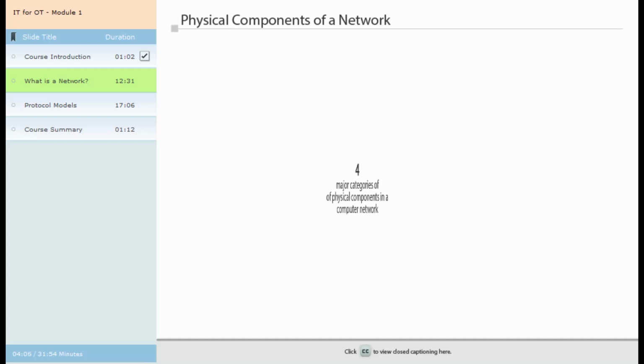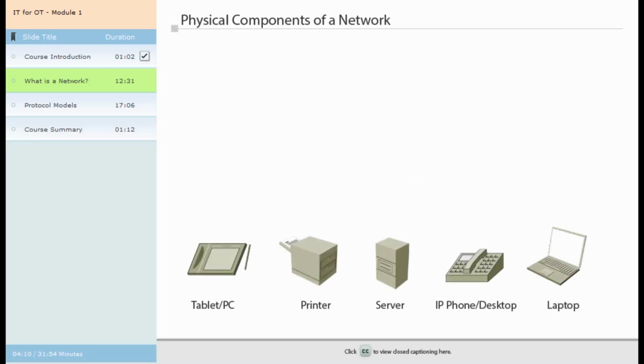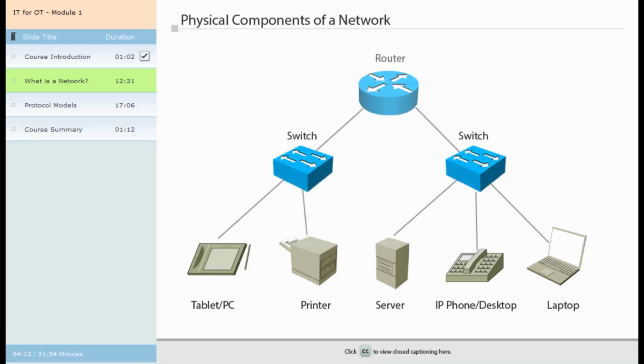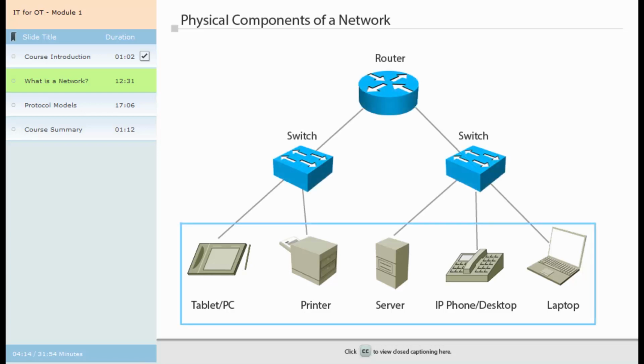There are four major categories of physical components in a computer network. Those include endpoints, interconnections, switches, and routers. Endpoints in the network can be computers, IP phones, intrusion sensors, wireless devices such as tablets, and even robotic equipment. They send and receive data. Printers and servers are also endpoints in the network.